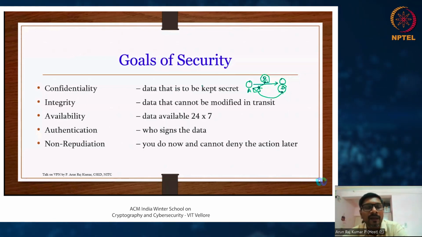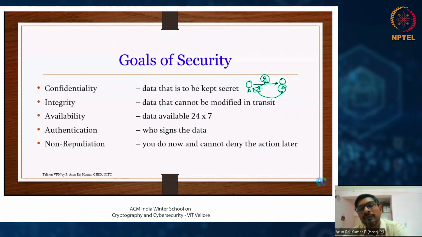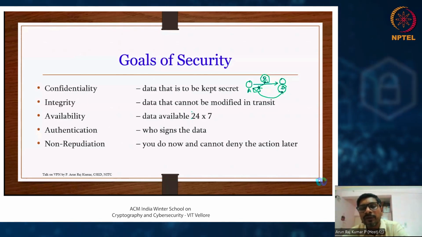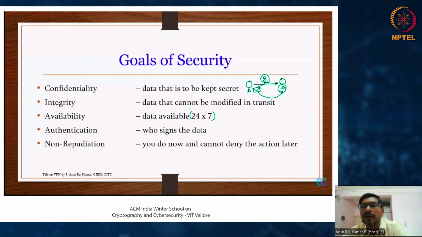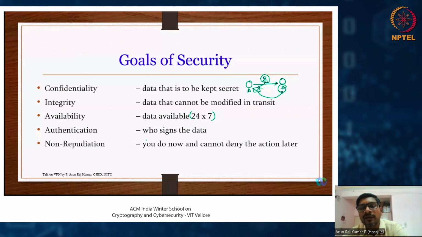And availability is from the perspective of server availability or data availability, which should be available 24 by 7. And authentication is about who signs the data. For authentication, we have passwords, biometrics, tokens, all these are examples. And non-repudiation is something you do now and then deny later. That should not happen in non-repudiation. You do something now and cannot deny the action later.